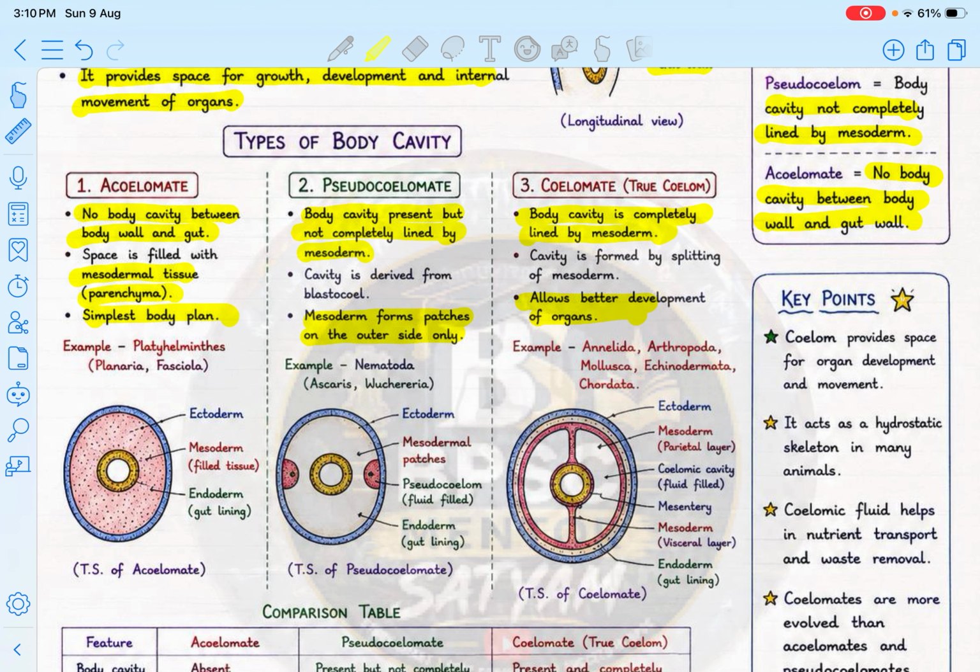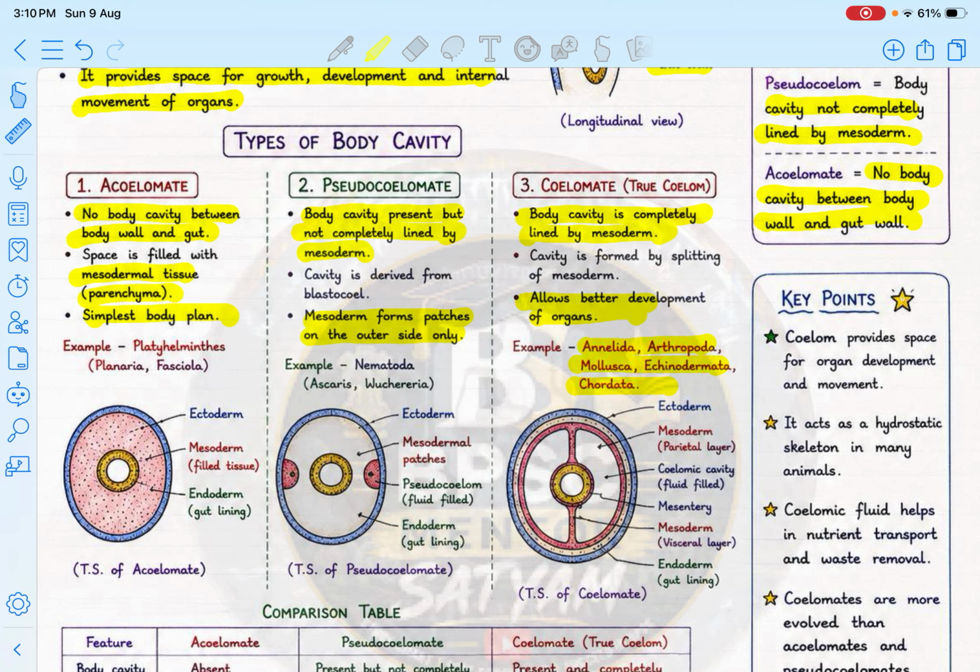Okay, because the names are very familiar, you might get confused. For that reason, it's very important that I have tried to provide simplistic notes in a very simple lecture, so that whatever the definitions are, they are very clear to you. For example, examples of coelomates would be Annelida, Arthropoda, Mollusca, Echinodermata, and Chordata.